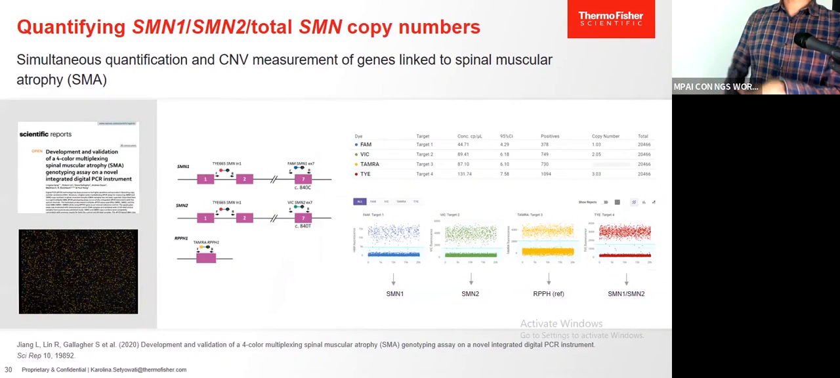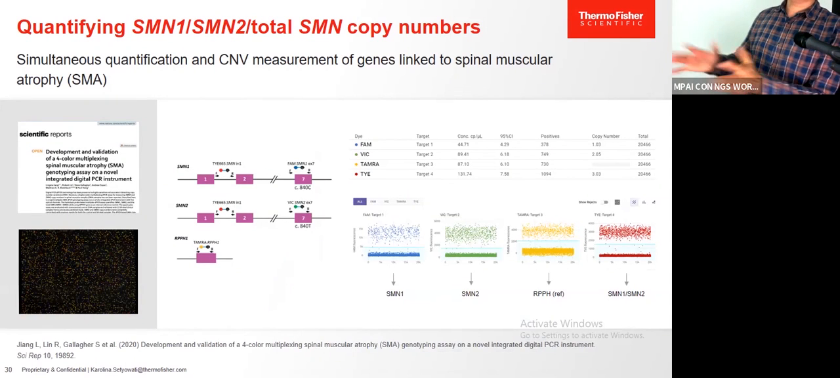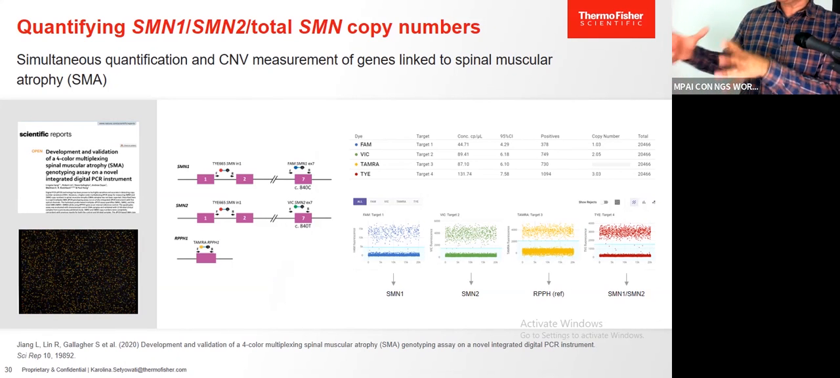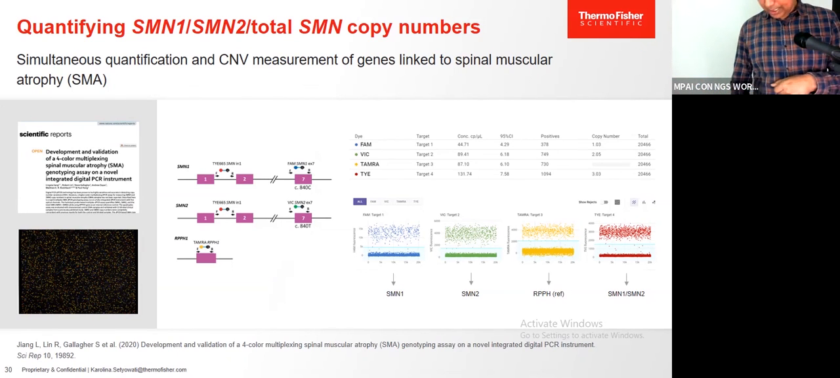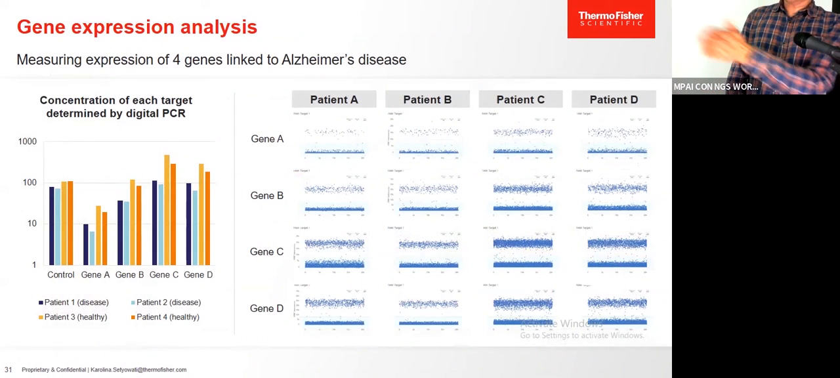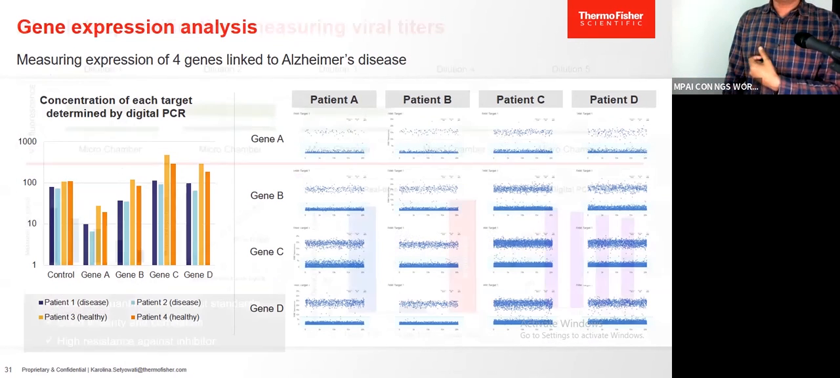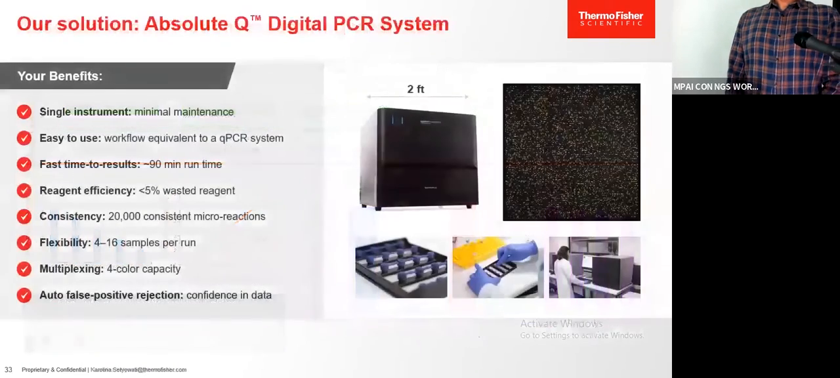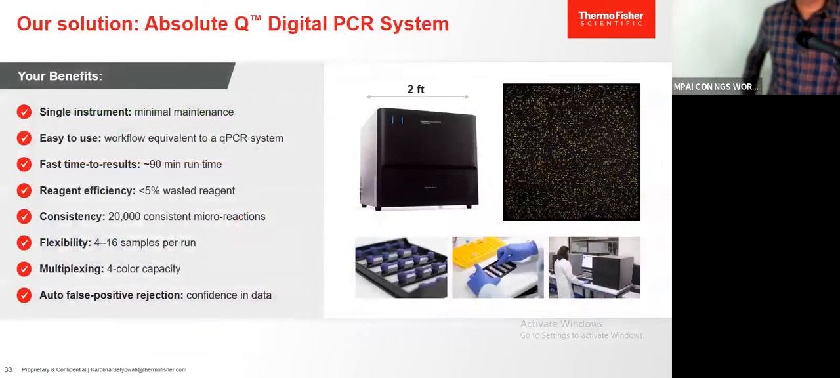Similarly, you can also utilize digital PCR for CNV analysis. In fact, with digital PCR, you get the exact estimations of the copy numbers. And as I mentioned, for gene expression profiling also, because there are 4 optical channels, you can utilize 4 different genes, especially for the lowly expressed transcripts. I'll just skip them. So with this, I'll just come to the end of my presentation.